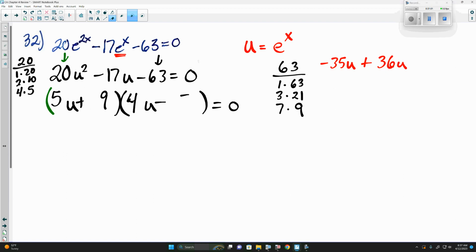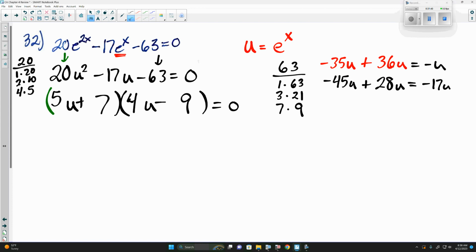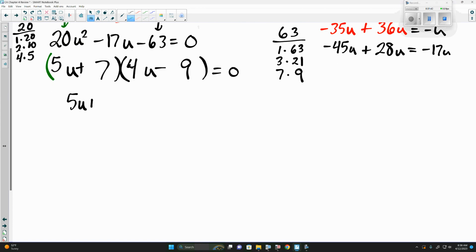Let's try going the other direction. 5 times negative 7 is, yeah, I was like, hold on. 5 times negative 9 is negative 45. 7 times 4 is 28. This here gives us negative 17u, what we wanted, yes? So that means we can set both of these equal to 0.